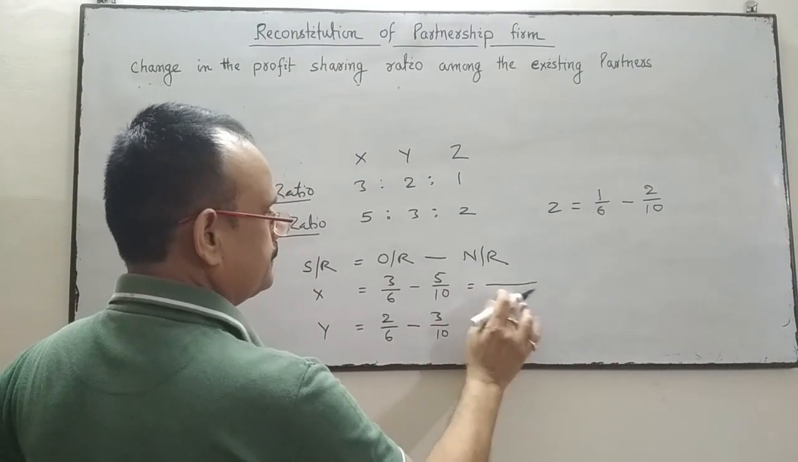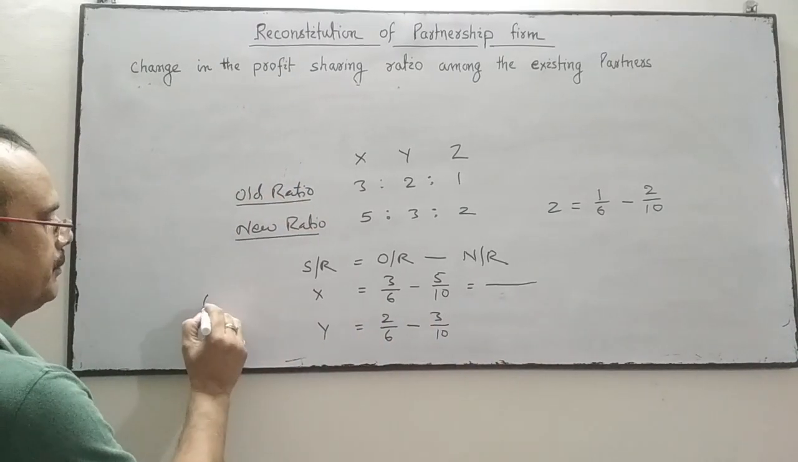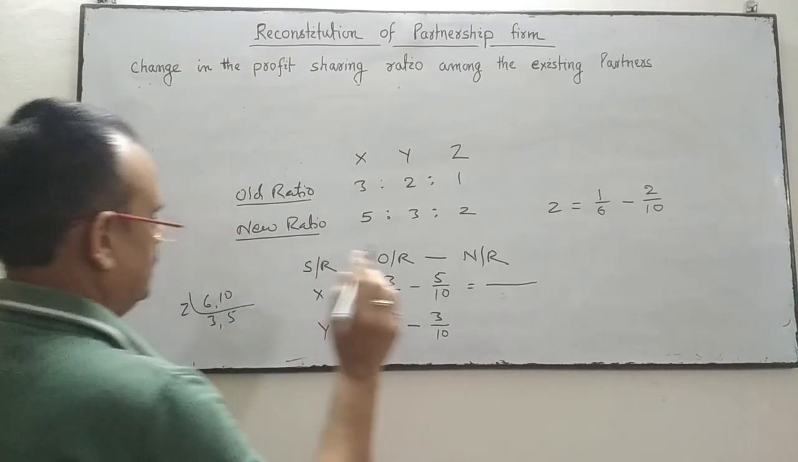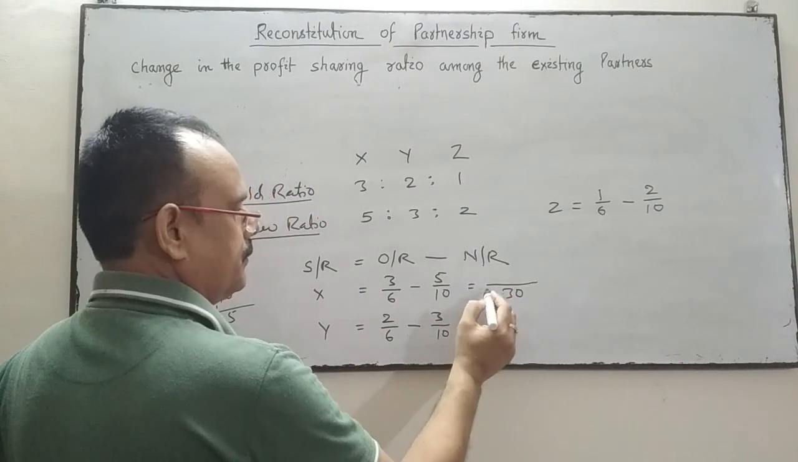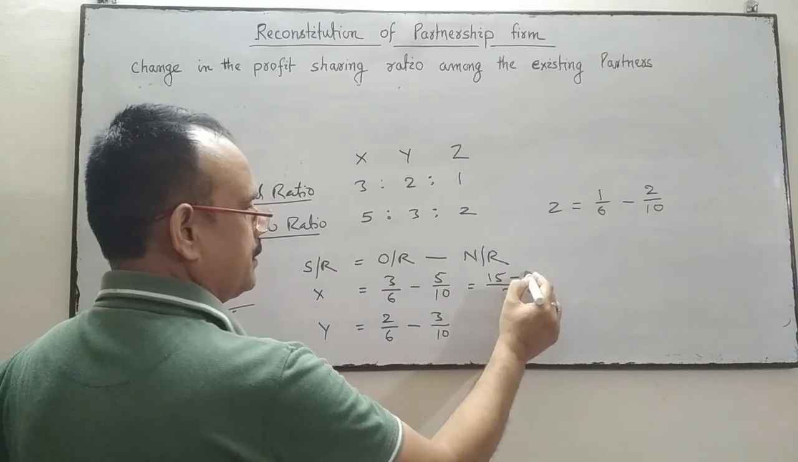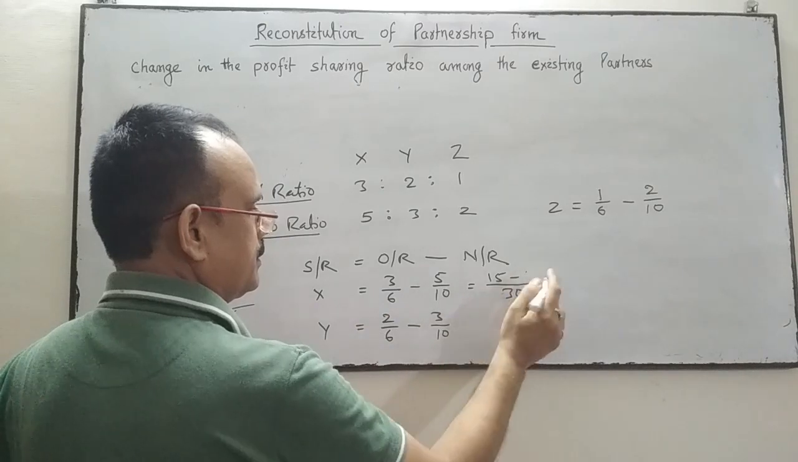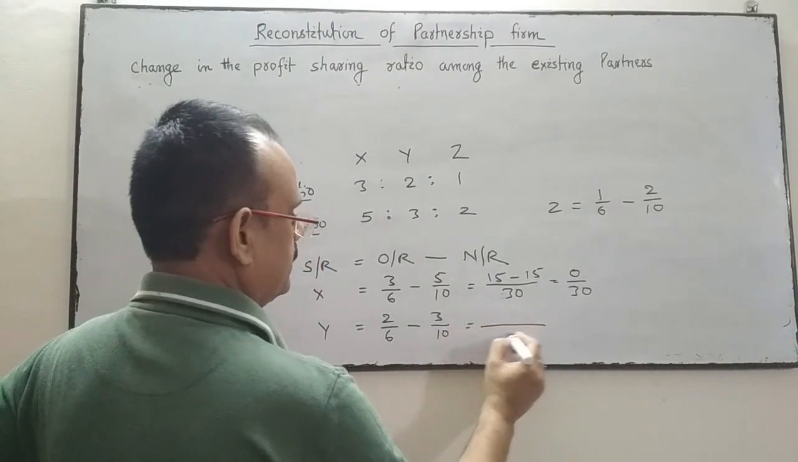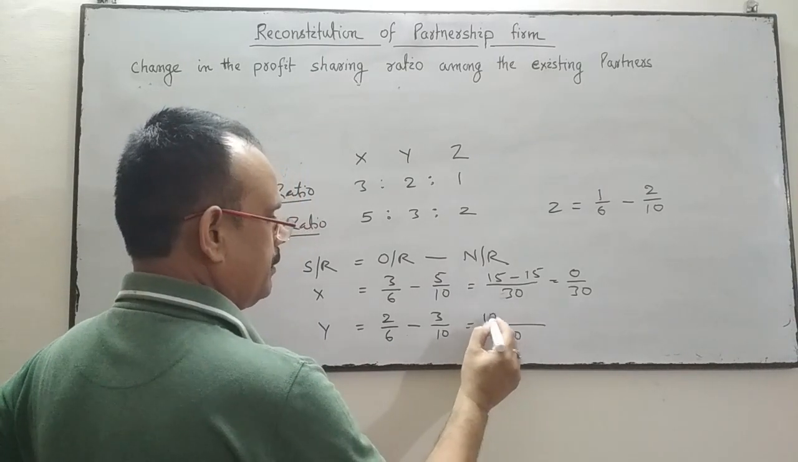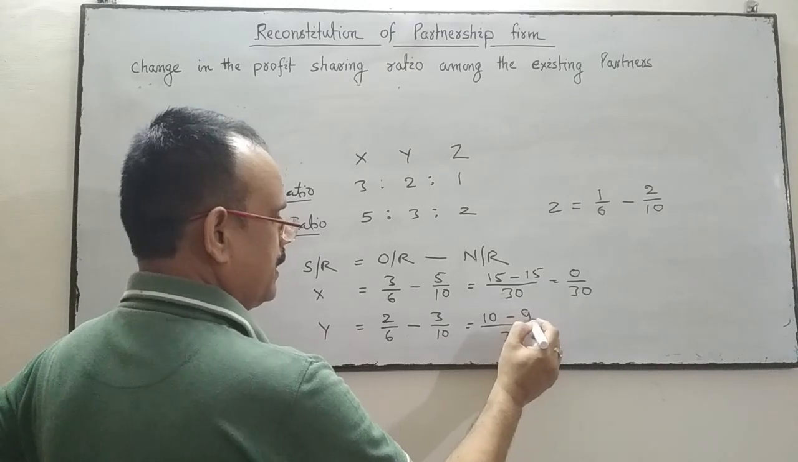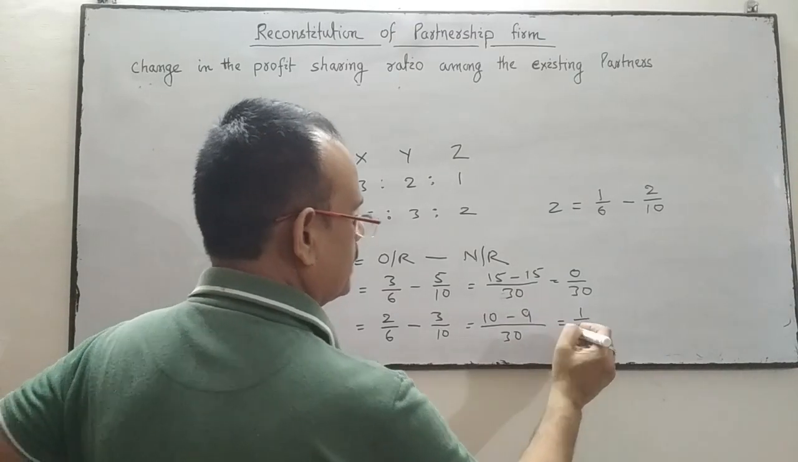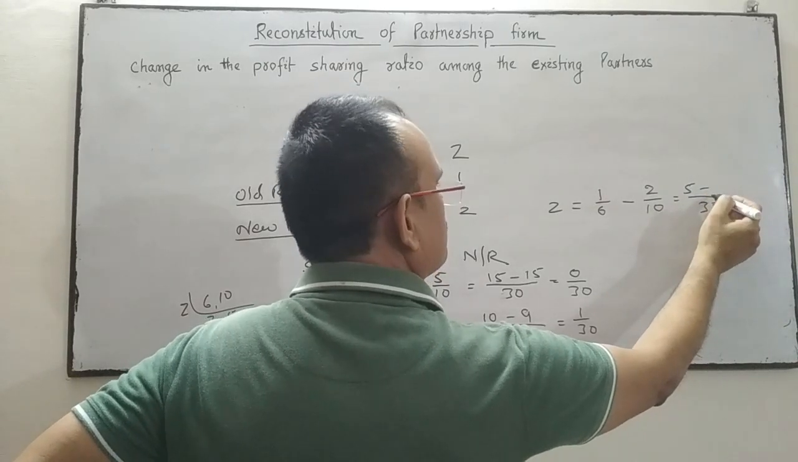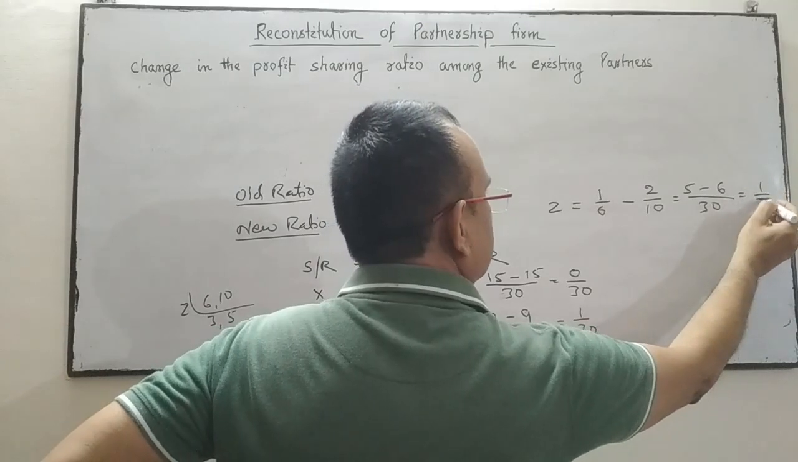LCM is 30. So 15 minus 15, it's 0/30. Here 30 is the LCM, 10 minus 9, it is 1/30, and here 5 minus 6, it is minus 1/30.